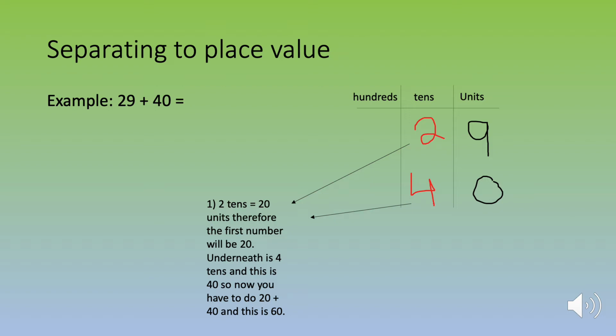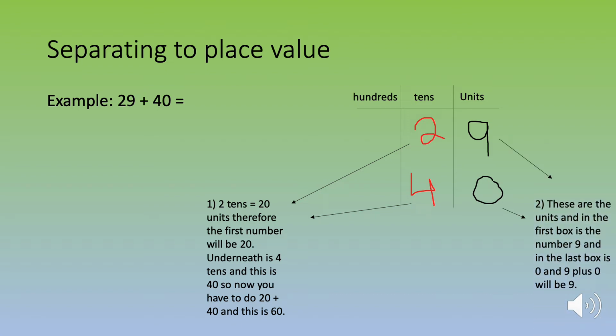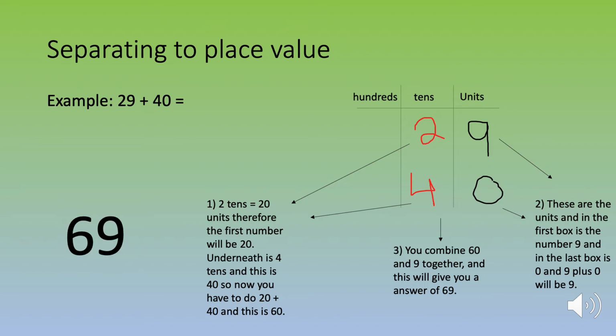Underneath is 4 tens and this is 40, so you have to do 20 plus 40 and this gives you an answer of 60. These are the units column and in the first box is the number 9 and in the last box is 0. So 9 plus 0 will give you an answer of 9. Now on to the final step. You combine 60 units and 9 units together and this will give you an answer of 69.